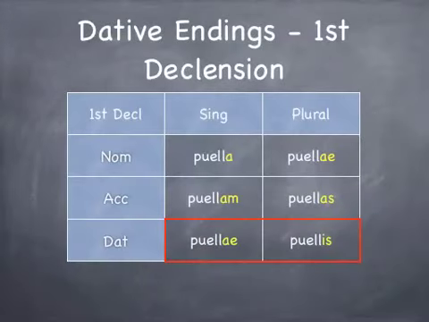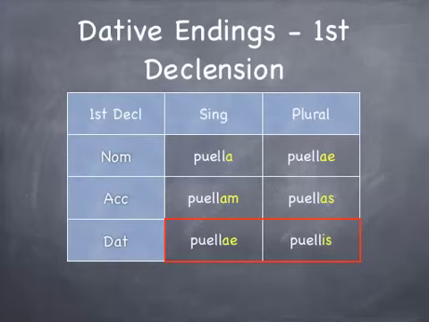For first declension nouns, remember they're ones like puella, femina, canis. They're ones that normally end in the letter A. For those ones, we've already seen the nominative and accusative endings. And now we can add the dative case endings. There's a singular and plural. Puella, puellam, puellae. Puellae, puellas, puellis. So puellae means to or for the girl. Puellis, to or for the girls.